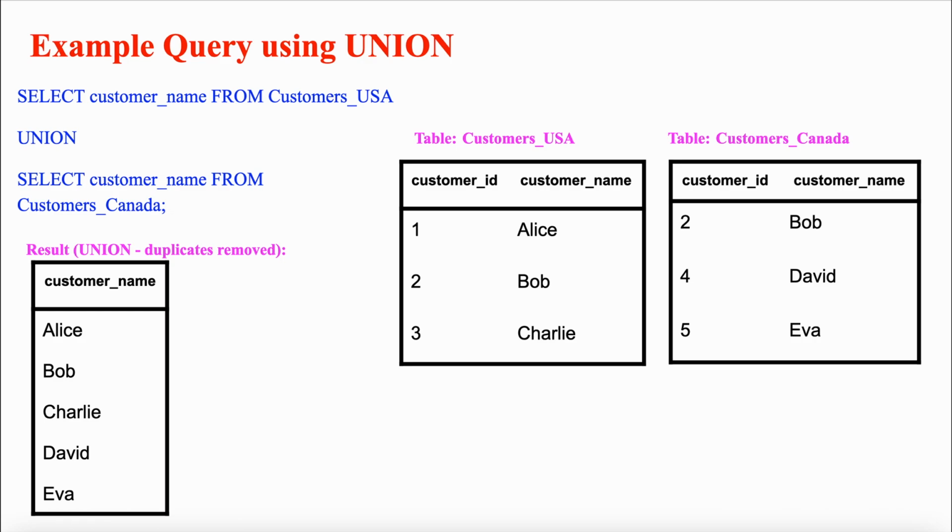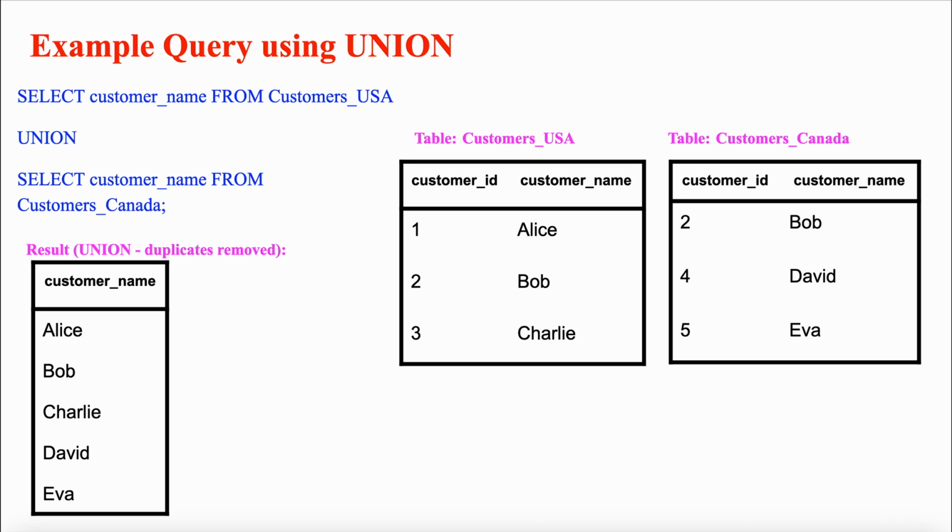Here's the query. In this example we are selecting customer names from two different tables, one from US and one from Canadian customers, and combining the results. Now, if you look at the input table, in the customer USA table we have Alice, Bob and Charlie. In the customer Canada table we have Bob, David and Eva. Notice that Bob appears in both tables. This is a duplicate.